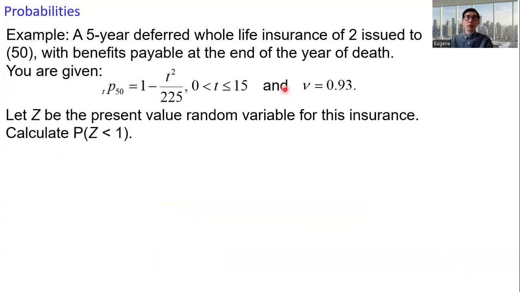All right, the next example, we swap to deferred insurance. A 5-year deferred whole life insurance, death benefit is 2, issued to an individual at age 50. Benefit is payable at the end of the year of death, and you're given tp50 equals 1 minus t squared over 225, and t is between 0 and 15. The value for nu is 0.93. Calculate the probability that the present value random variable Z is less than 1.